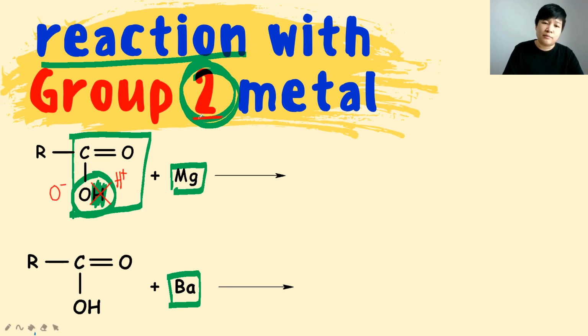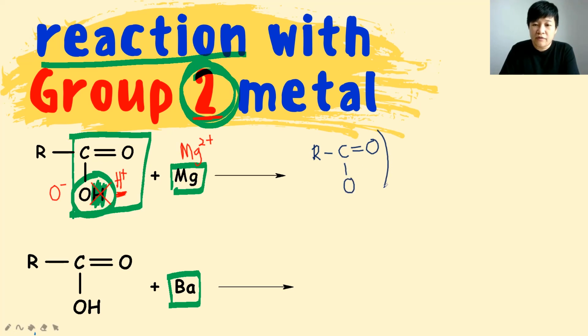Your O, after the hydrogen leaves, will then be O-. Since it's a group 2 metal, your magnesium will actually become Mg2+. So I have a positive 2, but I only removed a positive 1. How many O- do I need? I will need 2 O- to balance off with the 2 positive, right? That's why the product that you will form over here will be R, C double bond O will remain unchanged. You need 2 of this O to bond with 1 Mg.